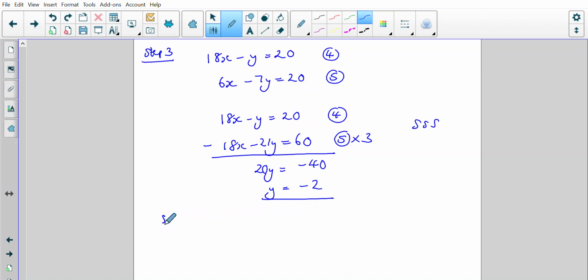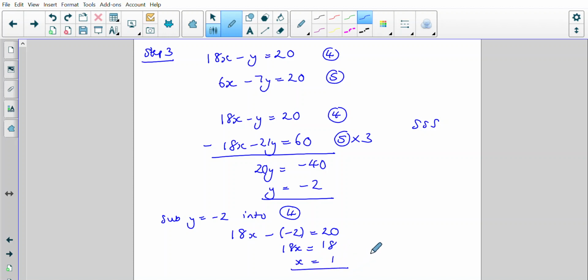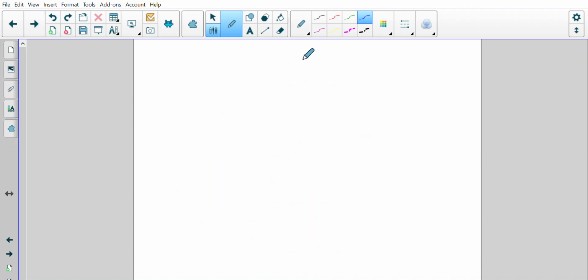Okay, so now I'm going to substitute y equals minus 2 into equation 4. I could have picked equation 4 or equation 5, but let's use equation 4. So I've got 18x minus 2 equals 20. So I get 18x equals 18. So x equals 1. So I've now found 2 of my 3 unknowns. So my final step is going to be to find the third unknown, to find the z.